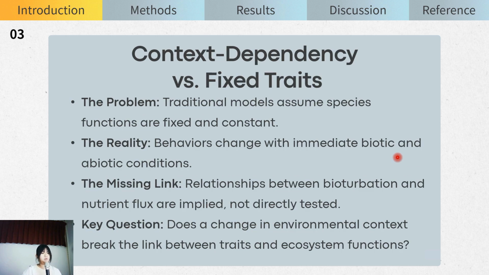The big problem before our experiment is that traditional models assume species functions are fixed and constant. In reality, animal behaviors change with immediate biotic and abiotic conditions. The relationships between bioturbation and nutrient flux are implied, not directly tested. This leads to our key question: does a change in environmental context break the link between traits and ecosystem functions?